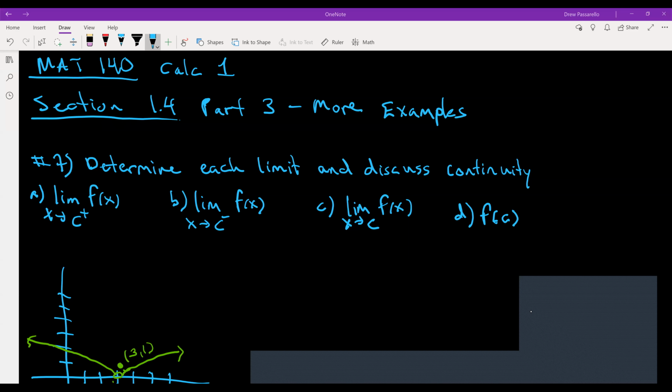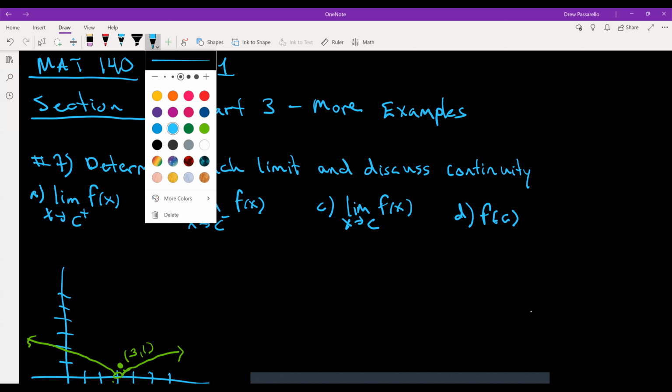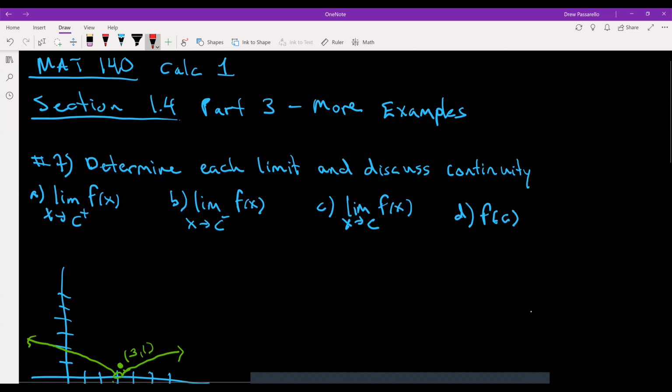Right, so this is part 3 to section 1.4, and it's just going through more examples. So I'll just jump right into it. Number 7, determine each limit and discuss continuity. And they're saying the limit of f of x as x approaches c from the right. So first off, this is a right side limit for part A, or right-hand limit.